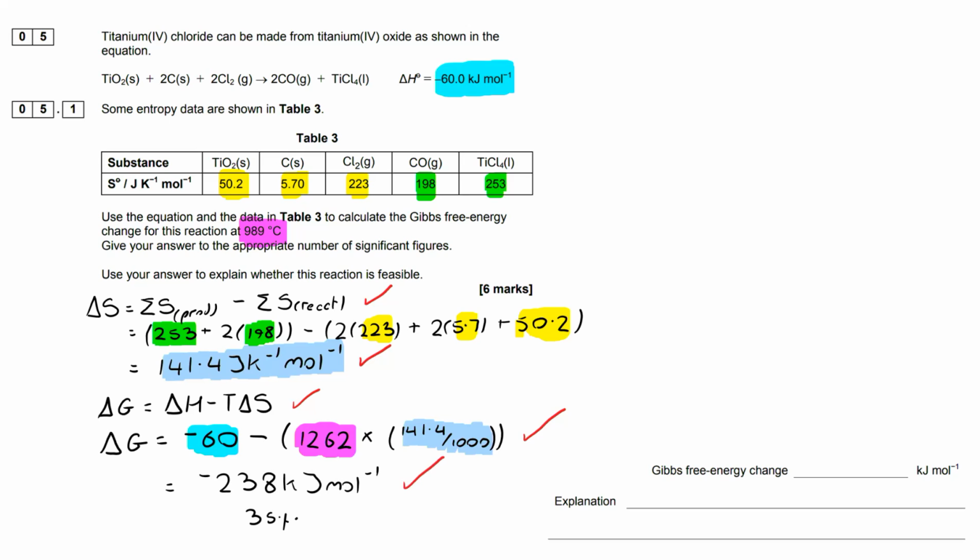That takes me to a value, and we're now up to 5 marks of -238 kilojoules per mole. 3 significant figures, which is the appropriate number because that's the least number of significant figures we have been given in the data that we're using to calculate it. Now, to get to the final part here, it's feasible because delta G is negative. And remember that if delta G is 0 or below 0, then the reaction is feasible.